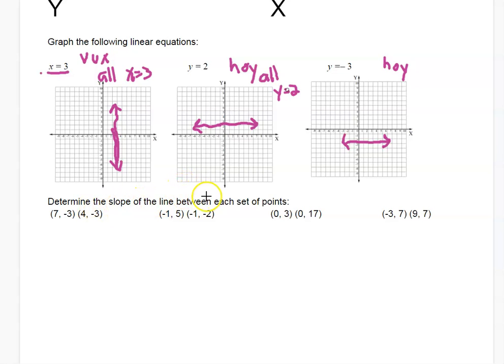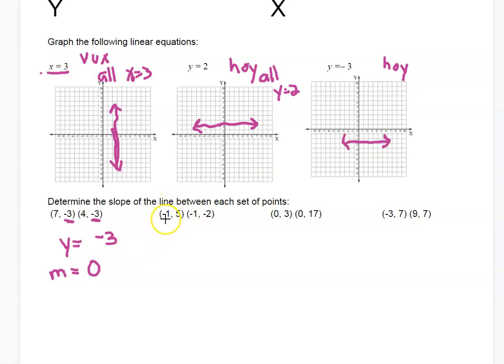So determine the slope of the line between each set of points. So for this first one, I have 7, negative 3, and 4, negative 3. You notice here, the y's are the same, okay? That would actually be this line right here. Y equals negative 3, okay? So that's going to be the slope is 0. Yeah, that's going to be the slope right there.